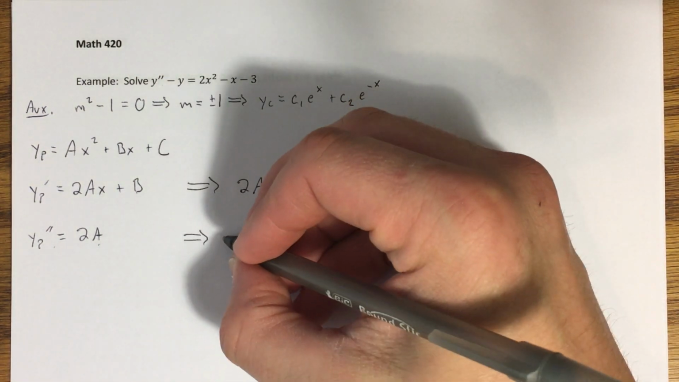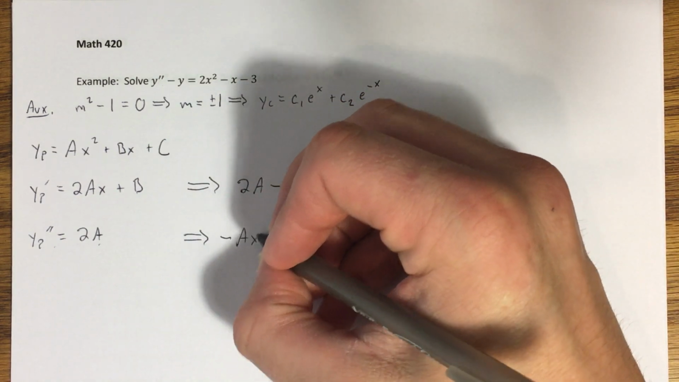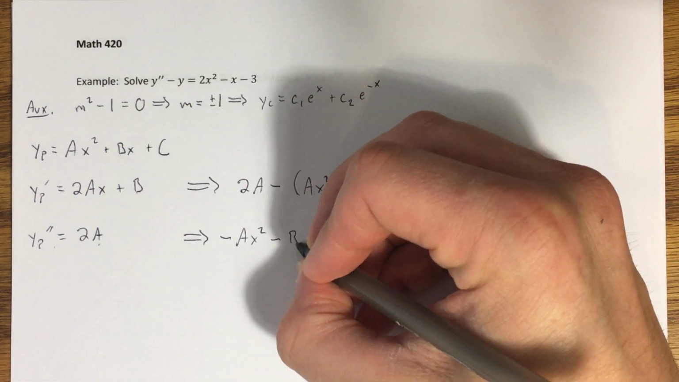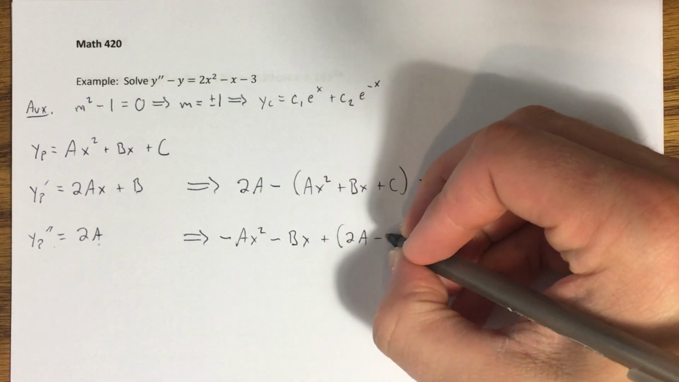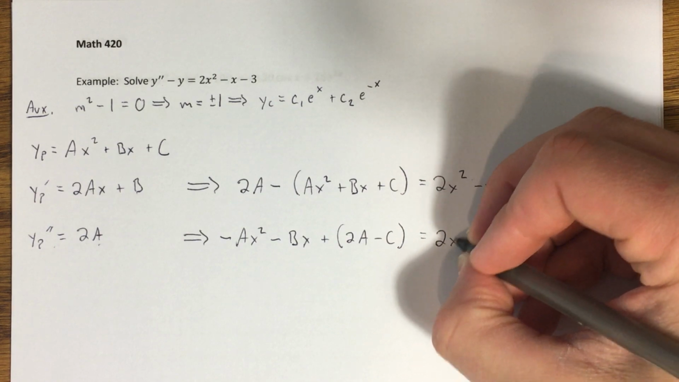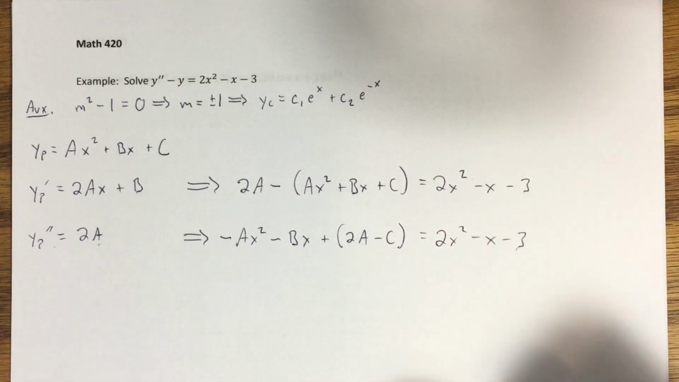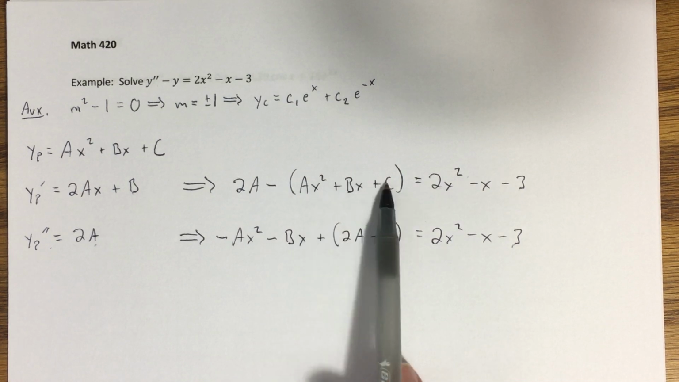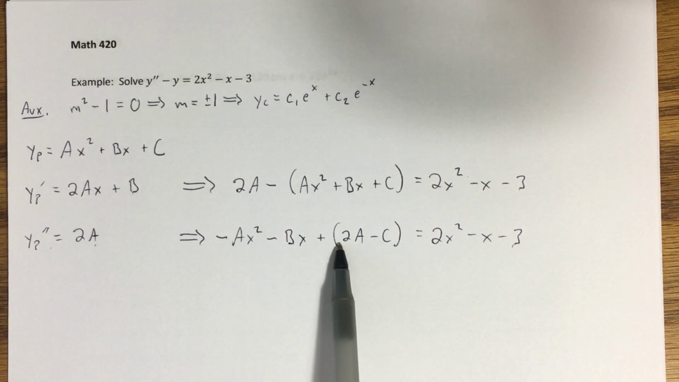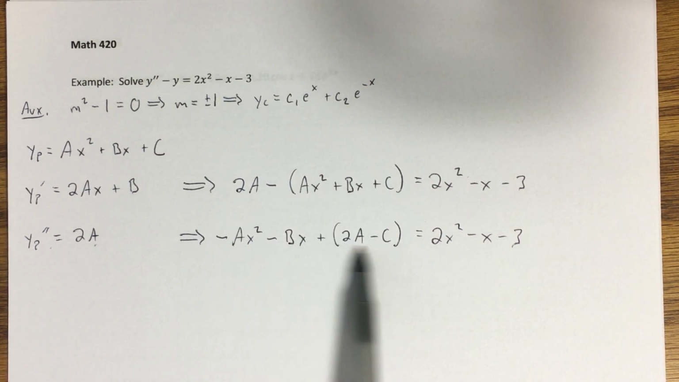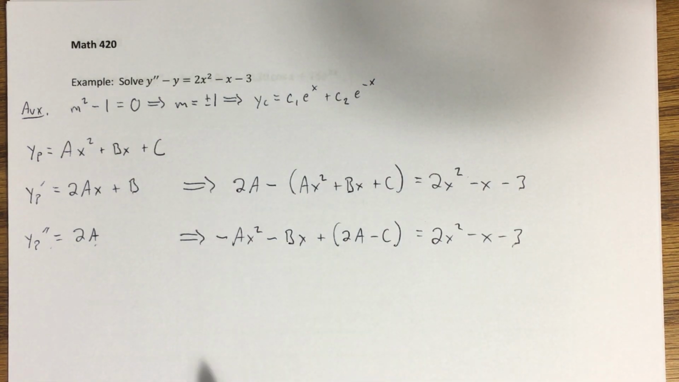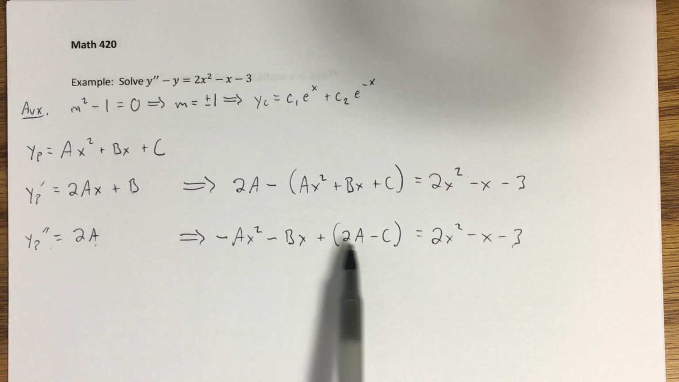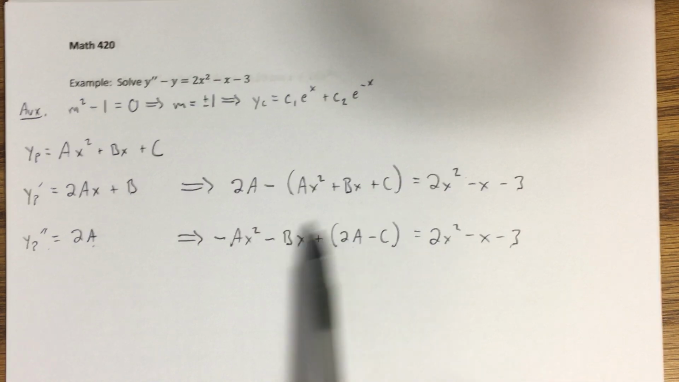This will look like negative ax squared minus bx plus 2a minus c equals 2x squared minus x minus 3. Notice here, all I did is I took the 2a and the c, which were my constant terms, grouped them up so I know that that's the constant for the quadratic on the left-hand side, and I'm going to use that to compare to the constant on the right-hand side. In fact, I'm going to compare all the coefficients on this side with the coefficients over here. So what can I discern from this?